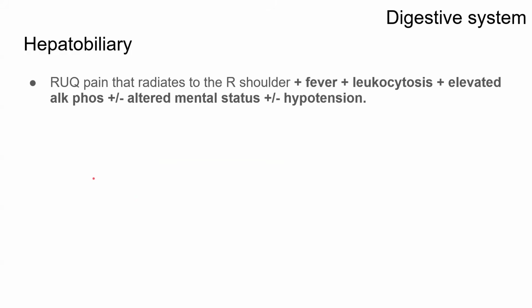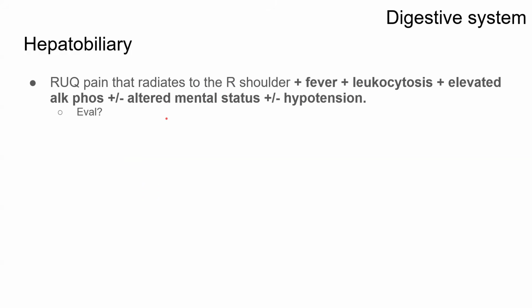Okay, so continuing with right upper quadrant pain that radiates to the right shoulder. It radiates to the right shoulder because there's referred pain. So anytime there's irritation in that area, it'll be referred to the right shoulder. Anyway, so right upper quadrant pain, fever, leukocytosis, we've seen this before, but in this case, we have an elevated alk phos, plus or minus altered mental status, plus or minus hypotension. They might also be jaundiced, so a little bit more severe than we've seen before.